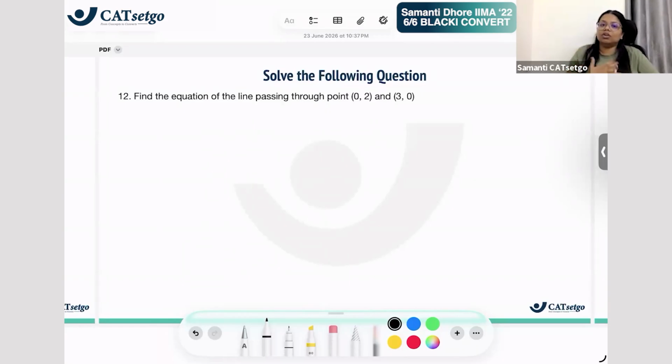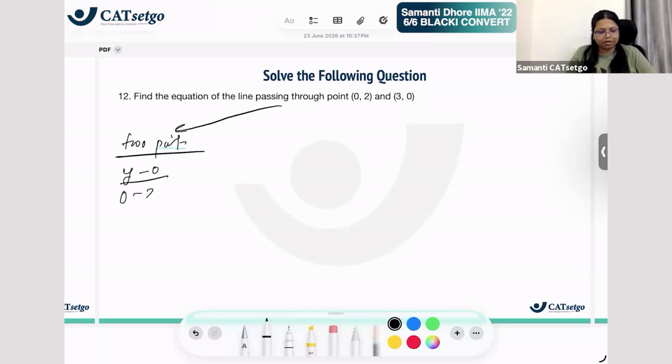Find the equation of a line passing through (0, 2) and (3, 0). So this is, either you can take 2-point form. As per 2-point form, what is the formula? The formula is y minus y1 upon y1 minus y2 is equal to x minus x1 upon x1 minus x2. Okay. How do we know which formula to use?